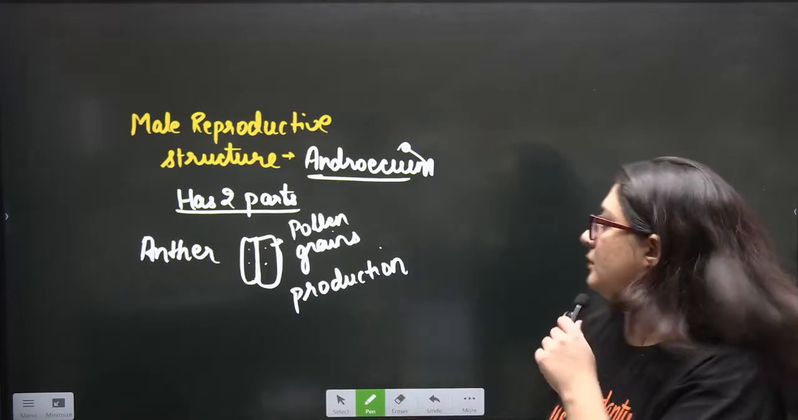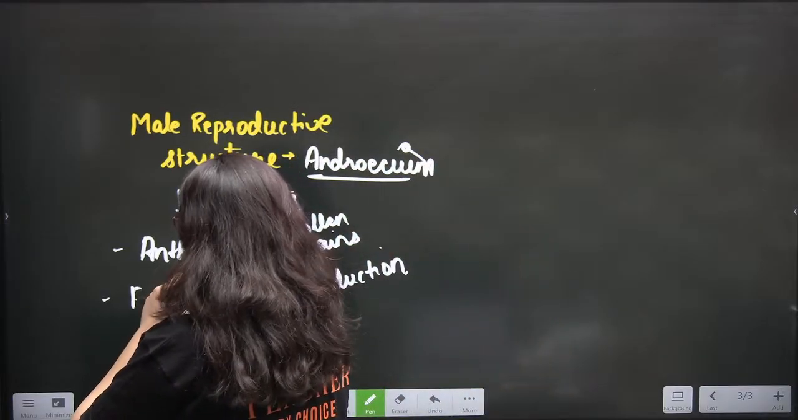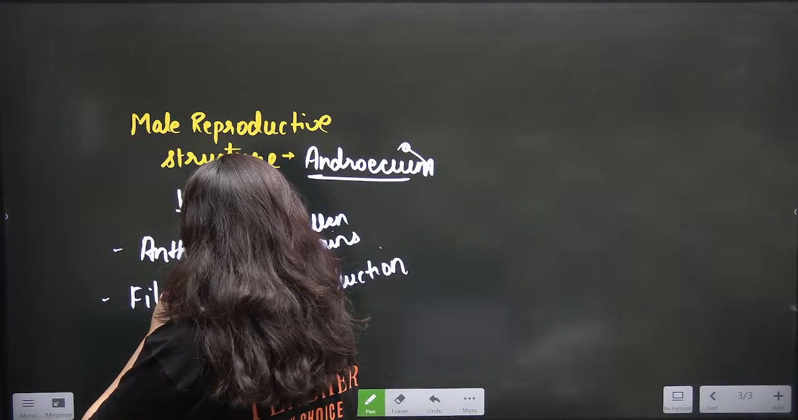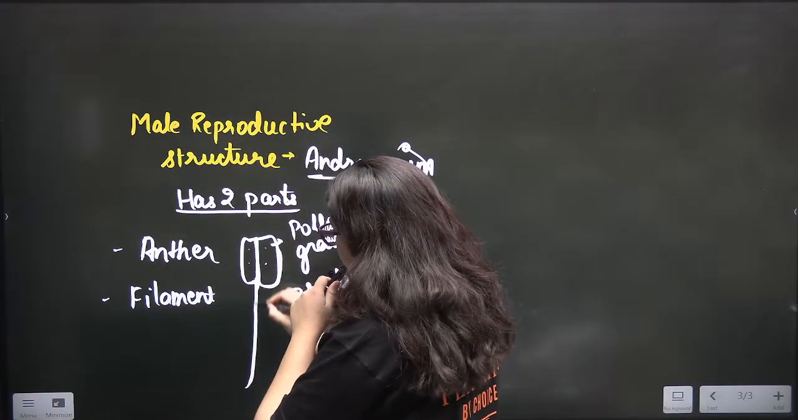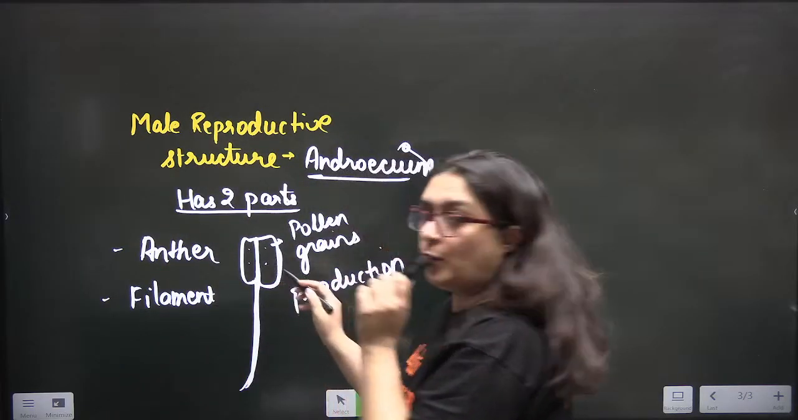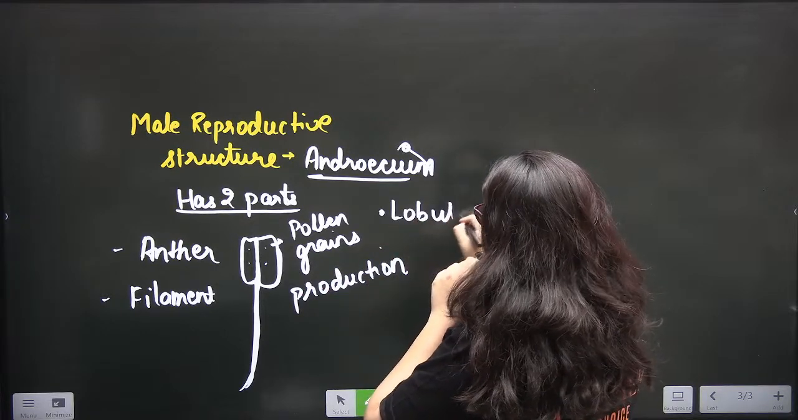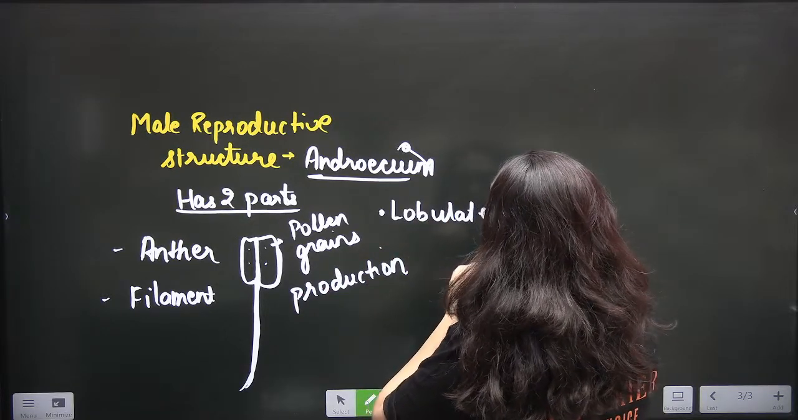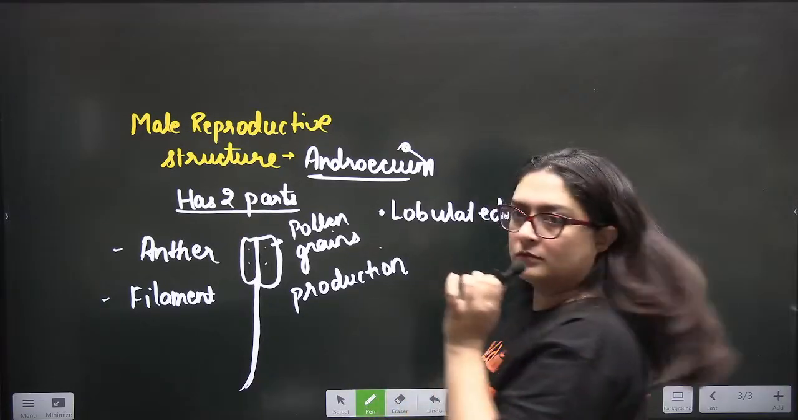Is it clear? Anther, and second part is filament. Here in this anther, this is a lobulated structure. Anther is a lobulated structure. Okay, done.